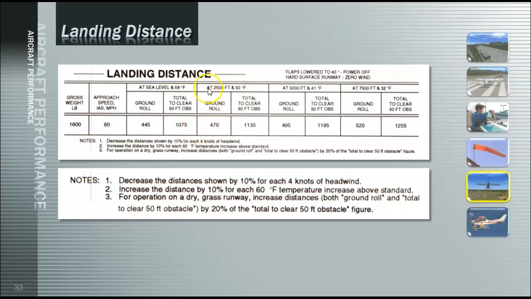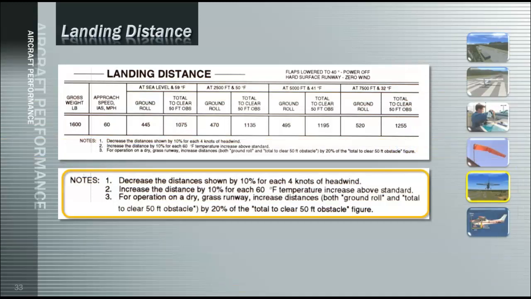And then you can see as the temperature decreases and the altitude increases, the ground roll increases as well as the total distance required to clear a 50-foot obstacle. Until at 7,500 feet and a temperature of 32 degrees Fahrenheit, the ground roll is 520 feet and the total distance to clear a 50-foot obstacle is 1,255 feet. But notice that there are also notes.